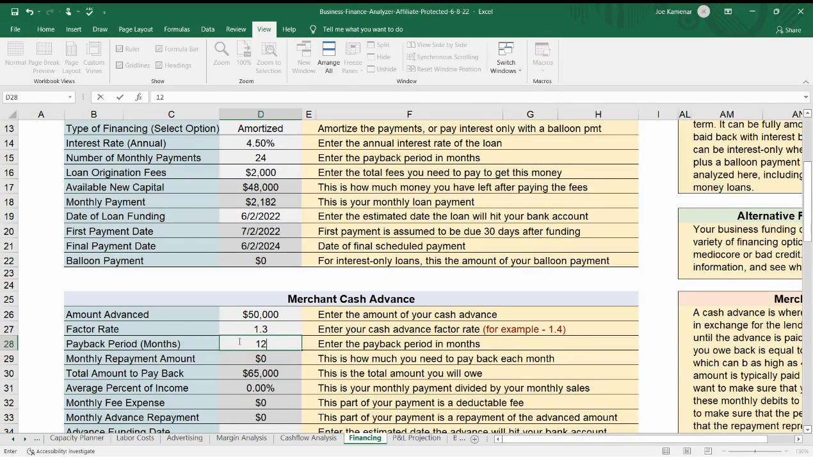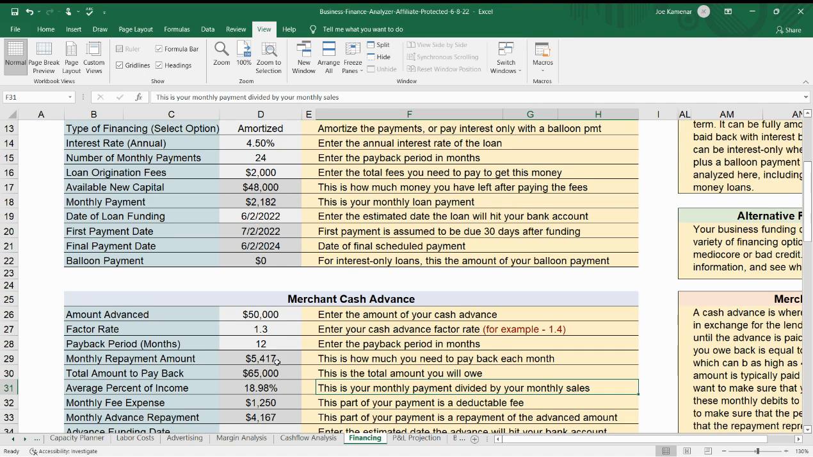These are usually short payment periods. They're not long. They can be painful. So let's say 12 months. So what does that mean? Your monthly repayment is $5,000. Your total to pay back is $65,000, which means you're paying a $15,000 privilege for getting that money.